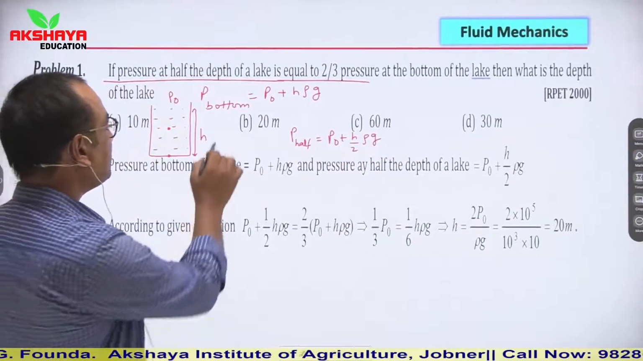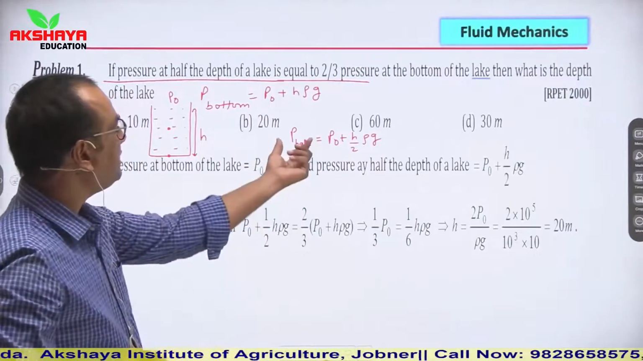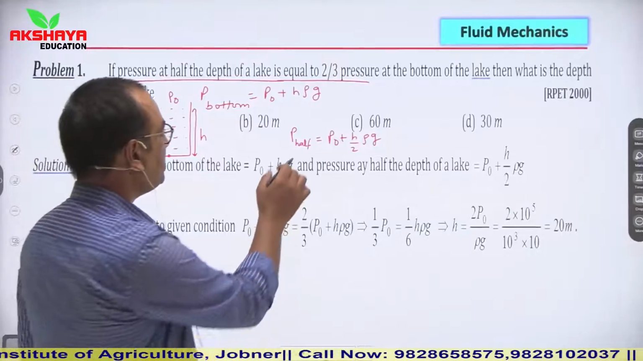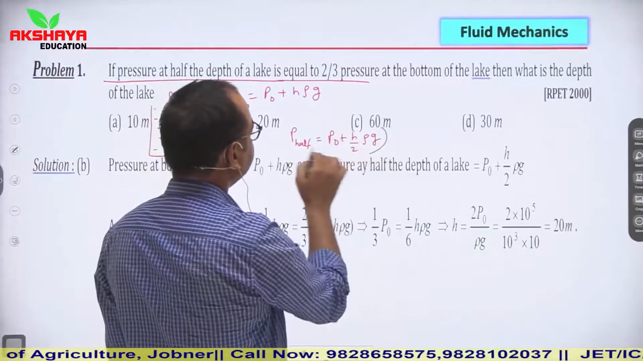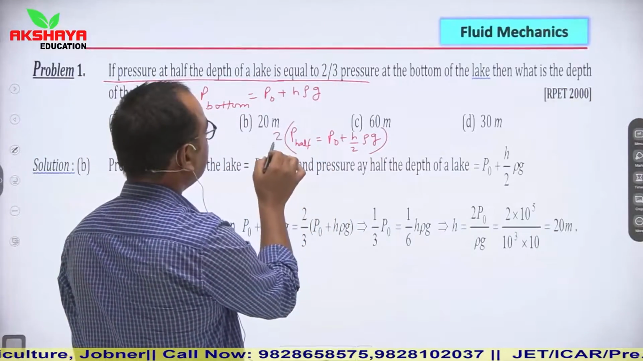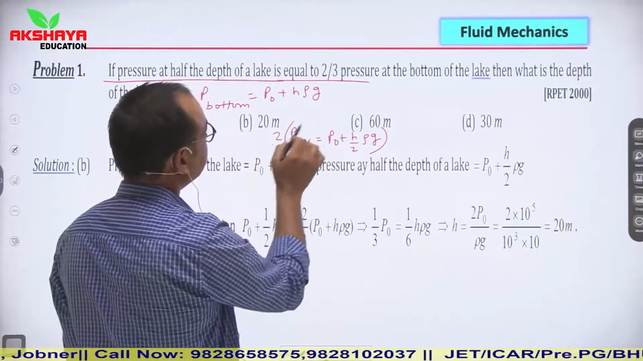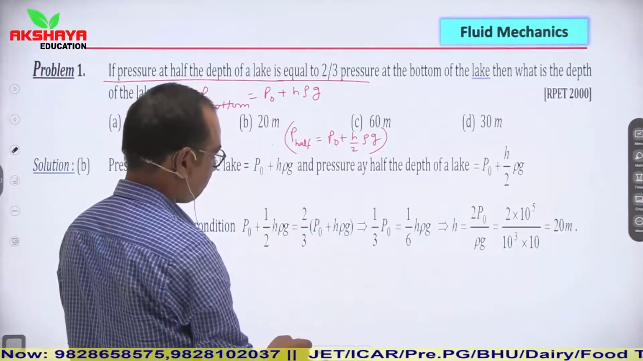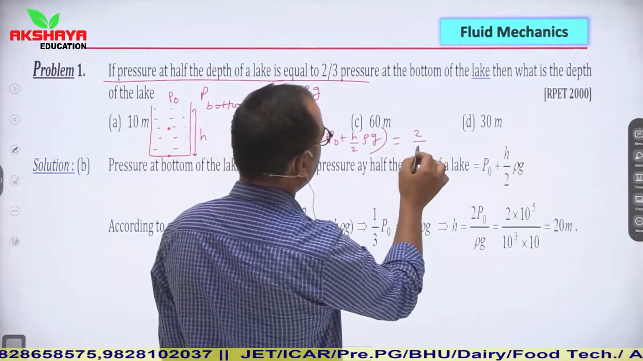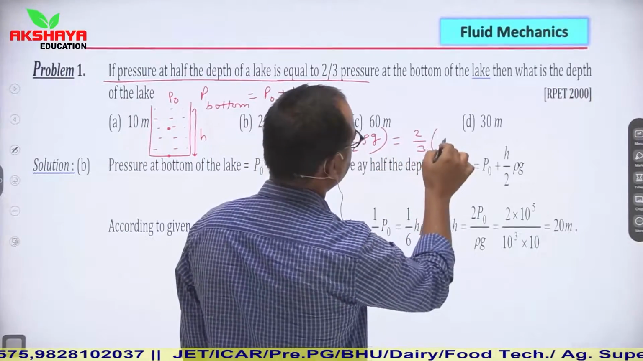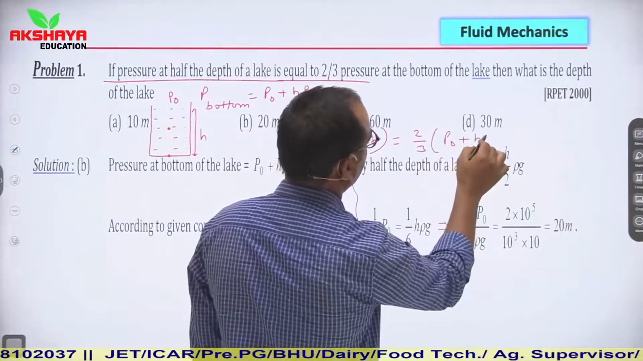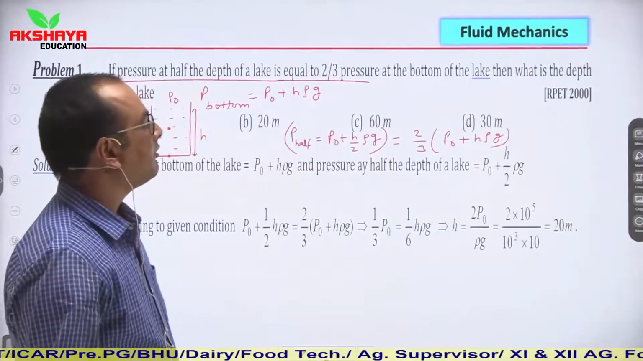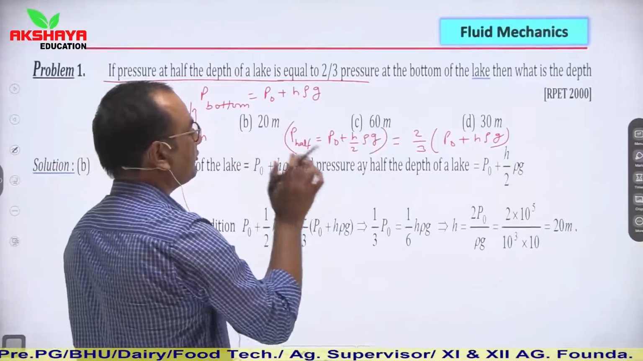And what is the relation between P bottom and P half? That P half is 2 by 3 times the pressure at the bottom. So from here we can conclude that it is 2 by 3 times of pressure at bottom. So this is the relation. Now we can calculate the value of H, height, from here.